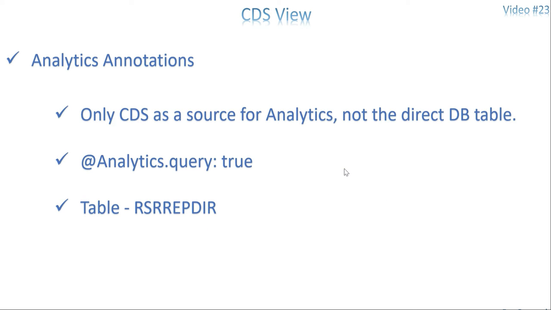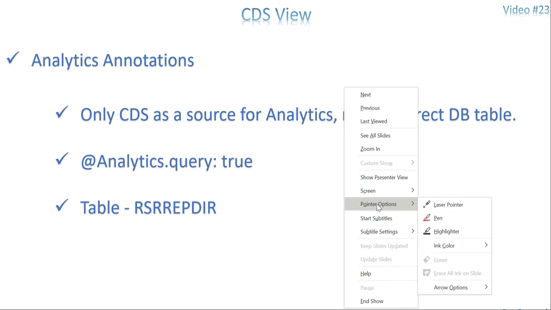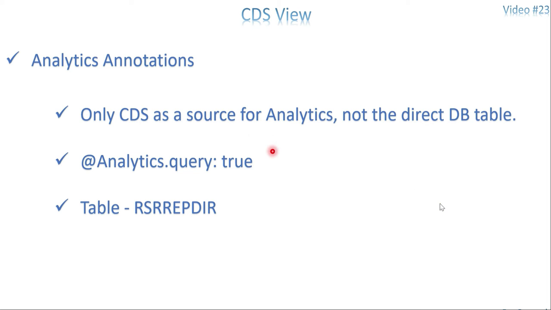So for analytics, the basic annotation for a CDS view is analytics query true, because RSRT is a transaction, a tool. Not every CDS view is going to be available for RSRT. A few annotations have to be added to a CDS view, and only then is that particular view enabled in your RSRT transaction. So one of the annotations is analytics.query true. That is a very basic annotation.